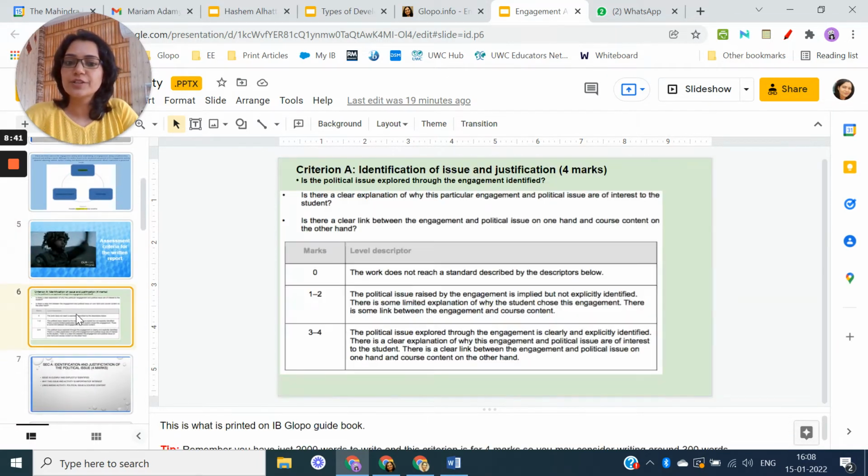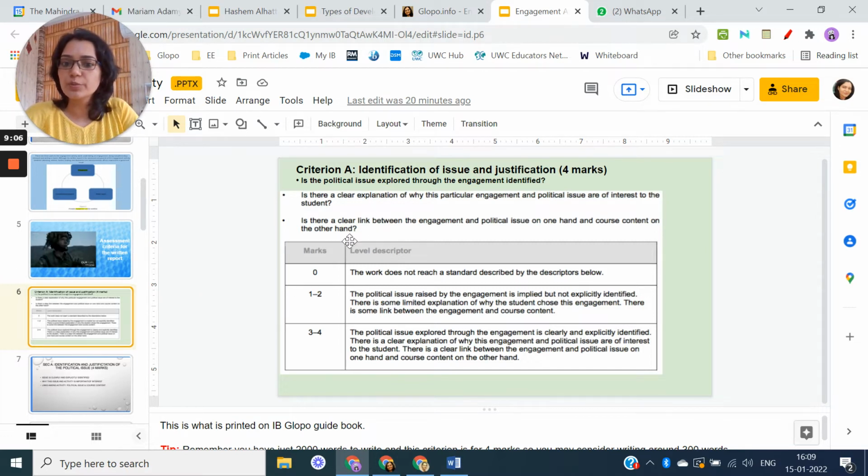Assessment criteria for the written report. Let's take this up. This is what is written by IB. Criterion A, the name of which is identification of issue and justification, right? You have to identify your issue and justify it by saying why you are interested in it. There are 3 things you need to cover.